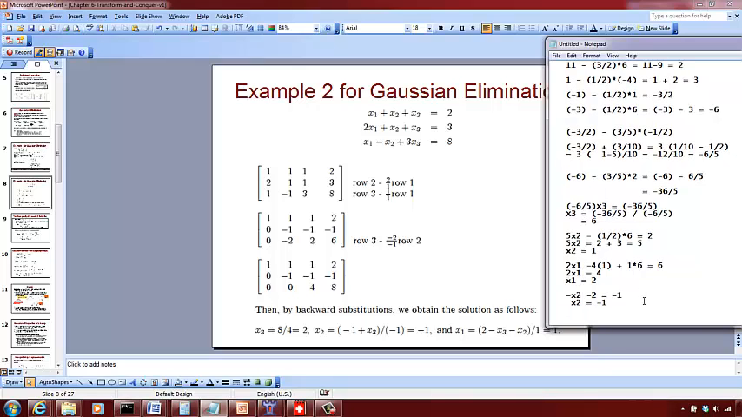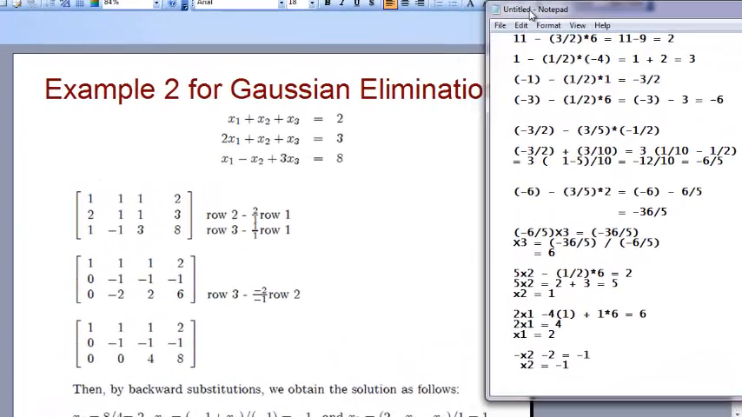Okay, then x1 plus x2 plus x3 equals 2, so x1 equals 2 minus x2 plus x3, where x3 is 2, x2 is negative 1, so 2 minus 1, which is going to be 1. Okay, so x1 is 1, x2 is negative 1, x3 is 2, so substitute them, you should be able to get the right hand side. Okay.